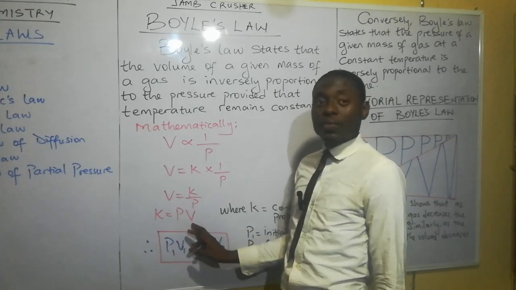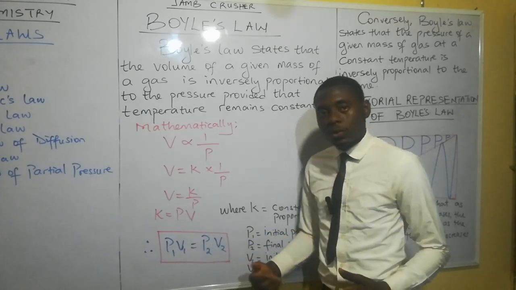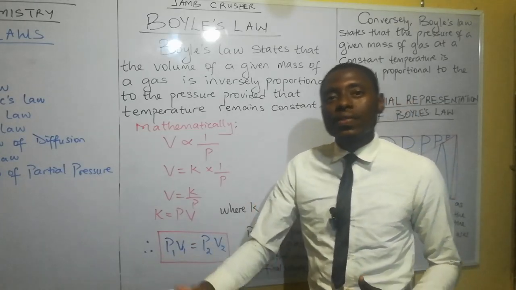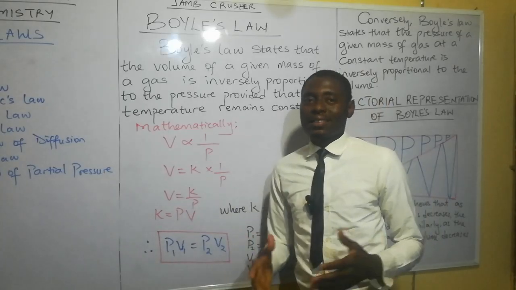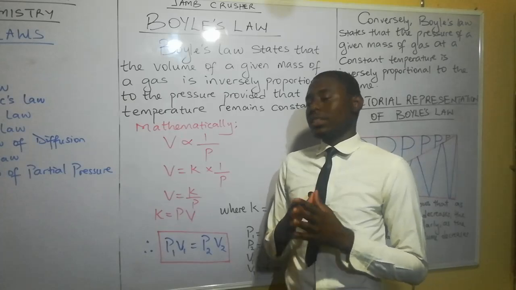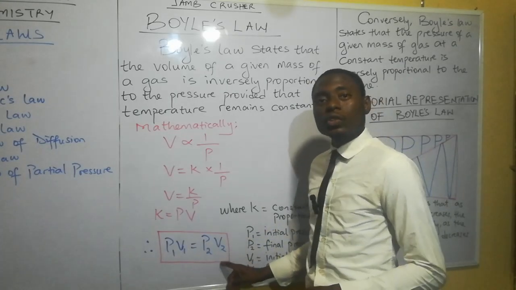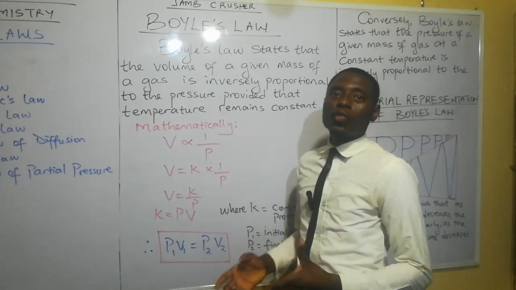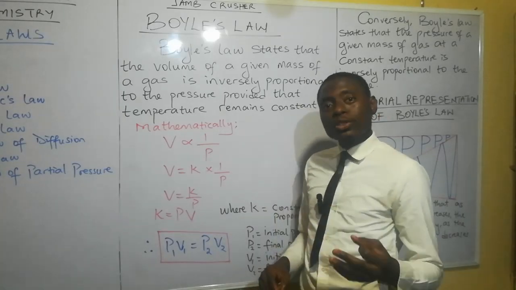Since K is equal to PV, it means that your P1 V1 is equal to P2 V2, which is also the same thing as P3 V3 equals P4 V4. You can go on and on like that. But the basic formula that you should know for Boyle's law is this: P1 V1 equals P2 V2. This is the basic formula you must know for Boyle's law. P1 V1 is equal to P2 V2.